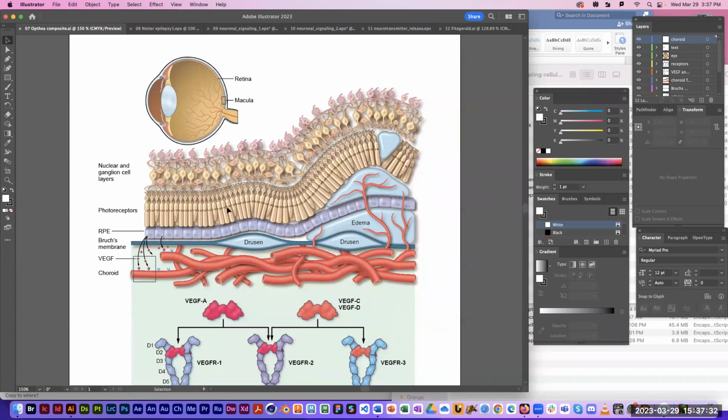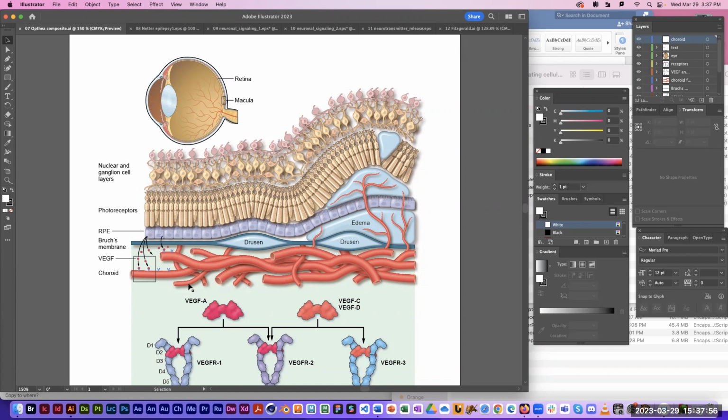And then up here you see the different cell layers. You've got the nuclear and ganglion cell layers, the photoreceptor layer, which is the rods and cones, and then a layer of cuboidal cells called the retinal pigmented epithelium, and then a thin membrane called Bruch's membrane. And then there's a vascular membrane in the choroid, which is just outside of the retina in the wall of the eyeball.